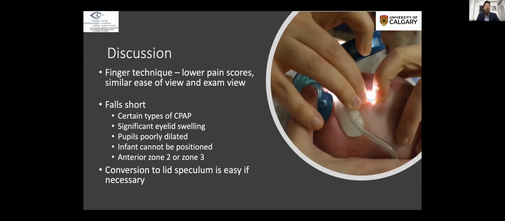So the finger technique in our study resulted in lower pain scores, similar ease of view and exam view. While it does fall short in certain types of CPAP, significant eyelid swelling, poorly dilated pupils, infants who cannot be positioned, or in anterior zone 2 or 3, the conversion to lid speculum is easy if necessary with the use of topical tetracaine. This technique should be considered in examining these ROP infants, as it can result in reduced pain for these babies. Thank you.